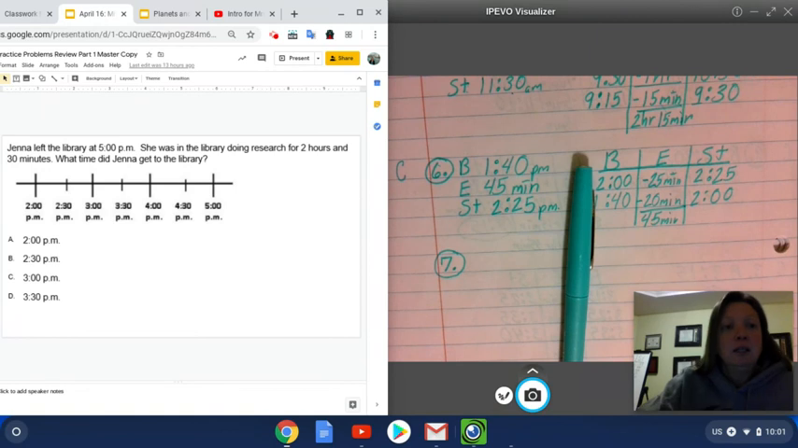Last one. She got to the library. If she left at 5, 2 hours and 30 minutes before 5, well, 2 hours before 5 would be what? 3, and then 30 minutes before 3 o'clock. So are we still in the 3 o'clock hour? No, because it's 30 minutes before 3. It hasn't even hit 3 yet. So the time would be 2:30. Your answer, what time did Jenna get to the library? 2:30. B.